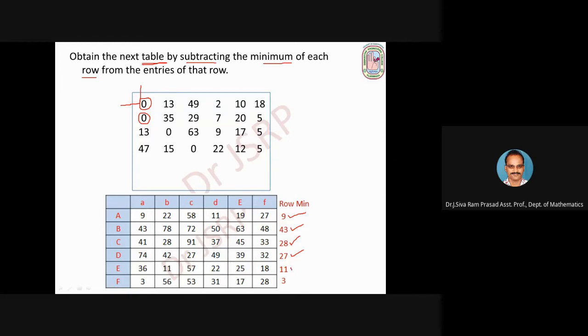Next, subtract 11 from fifth row. So 36 minus 11, 25. 11 minus 11, 0. 57 minus 11, 46. 22 minus 11, 11. 25 minus 11, 14. 18 minus 11, 7. Next, subtract 3 from last row. So 3 minus 3, 0. 56 minus 3, 53. So fill the other places.